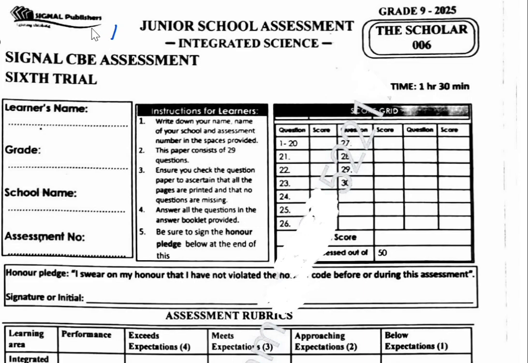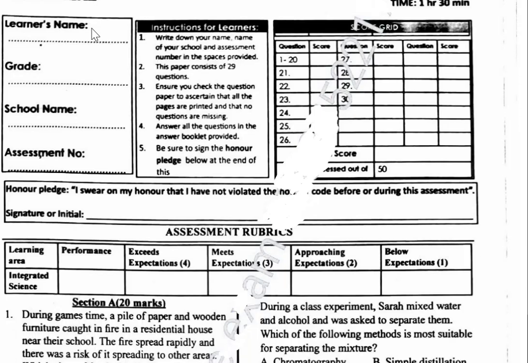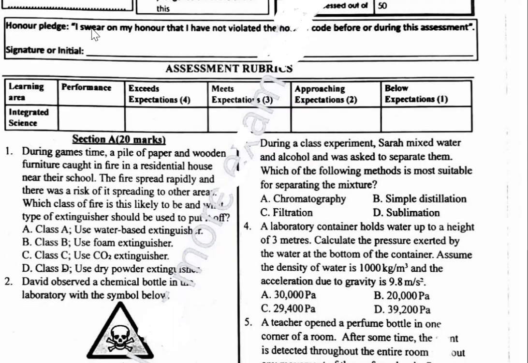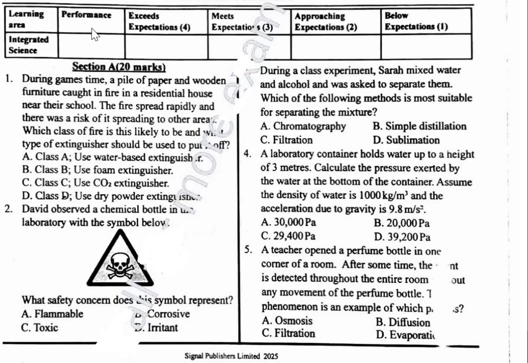And in this lesson, we're going to look at Signal 006. This is the latest Signal exam. You're going to solve this paper fully. Therefore, kindly stay up to the end so that you can learn, prepare, and revise for your final exam. We're going to start with section A, which has 20 marks.